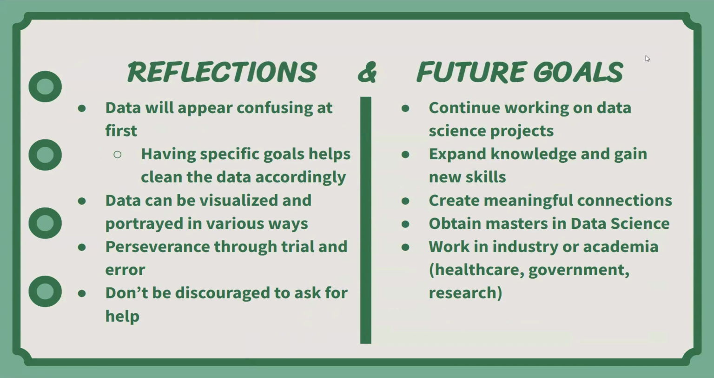So for my reflections, the main thing that I definitely realized is that data will appear confusing at first, but having goals and figuring out what you need to do definitely helps with that. And data can also be visualized in many ways. At first, I only worked with line graphs before, and working with a gauge chart this time was very informational. And a lot of my code didn't work throughout the process, but perseverance is definitely key. And don't be discouraged to ask for help because you may not know everything, and that's okay. And it's always all right to reach out for help.